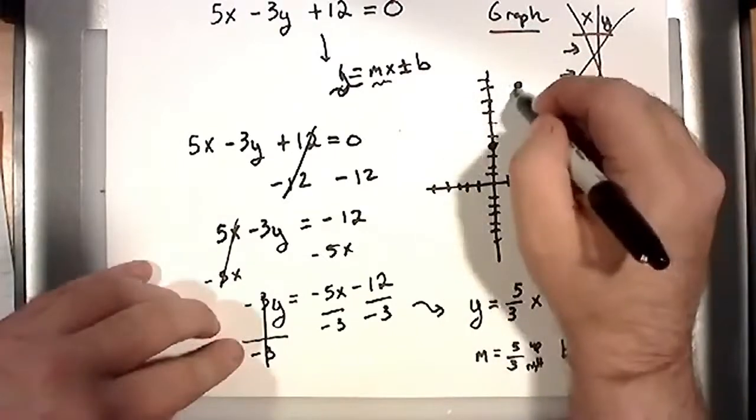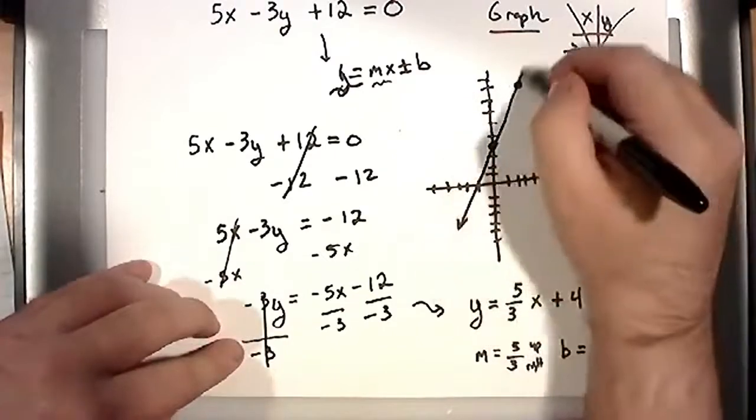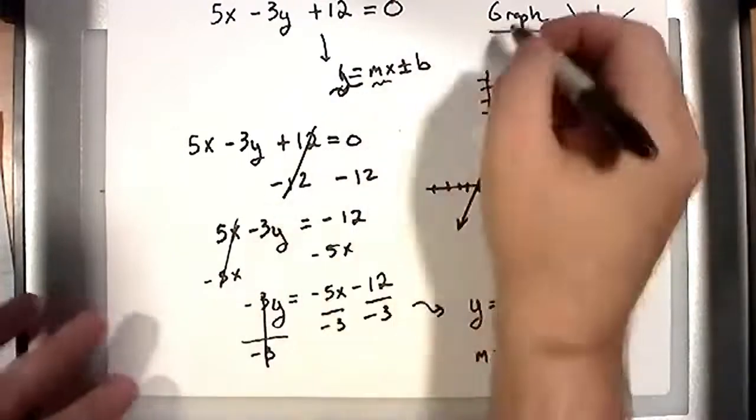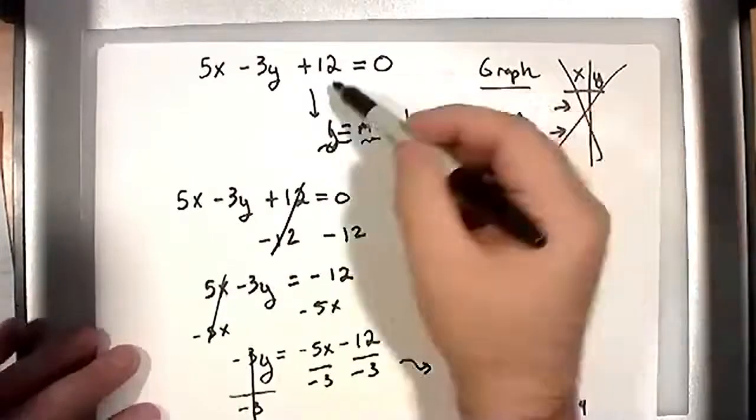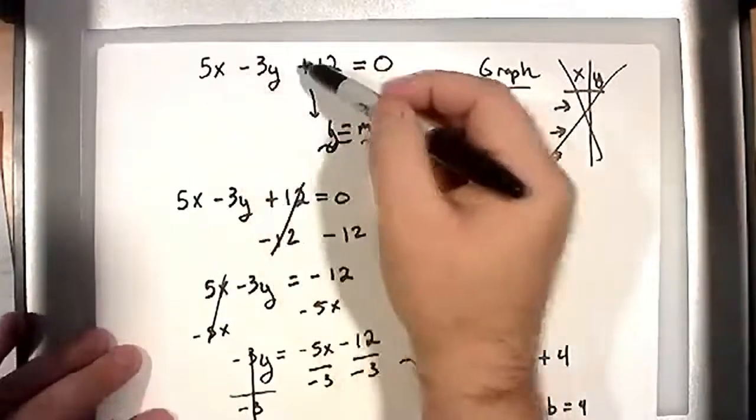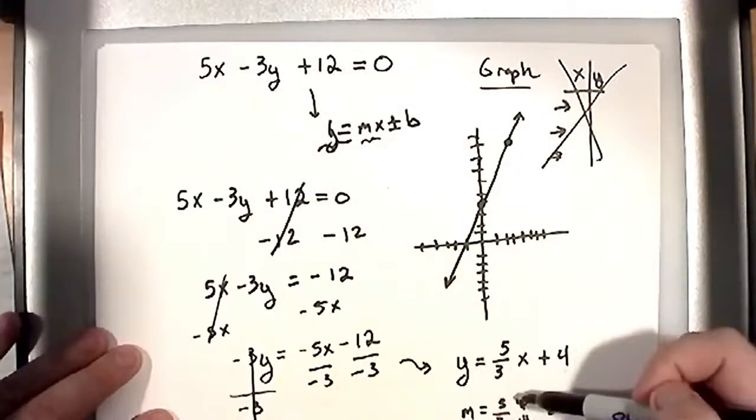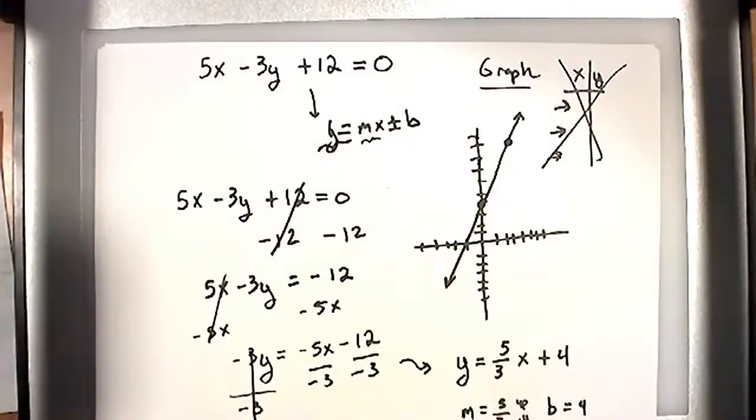If you have graph paper, it'll look beautiful. And there's our line. So if they're asking you to graph something that doesn't look like y equals mx plus b, turn it into y equals mx plus b, and then just graph it the way you're used to doing it. That's the point, y'all.